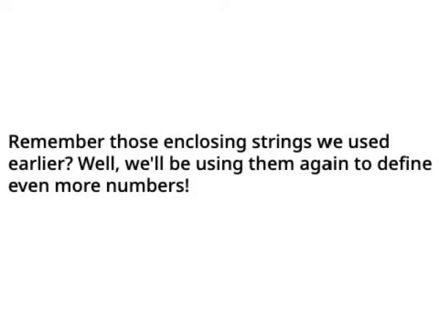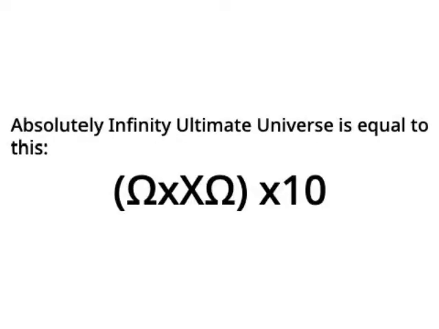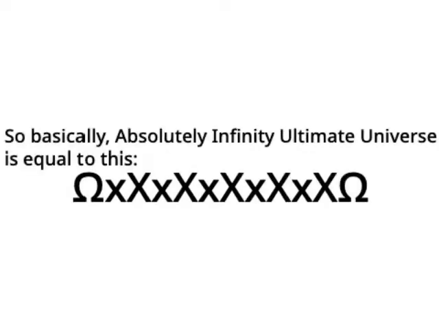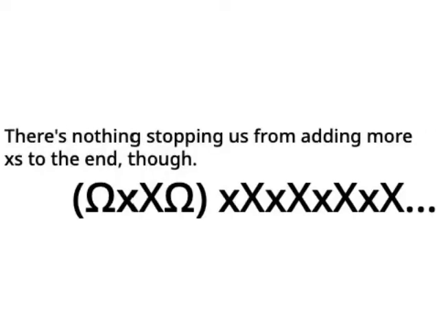Remember those enclosing strings we used earlier? Well, we'll be using them again to define even more numbers. Absolutely Infinity Ultimate Universe is equal to this. The stuff in the parentheses means that we are applying multiple x's on Absolute Infinity. The x10 tells us that there are 10 x's. So basically, Absolutely Infinity Ultimate Universe is equal to this. There's nothing stopping us from adding more x's to the end, though.